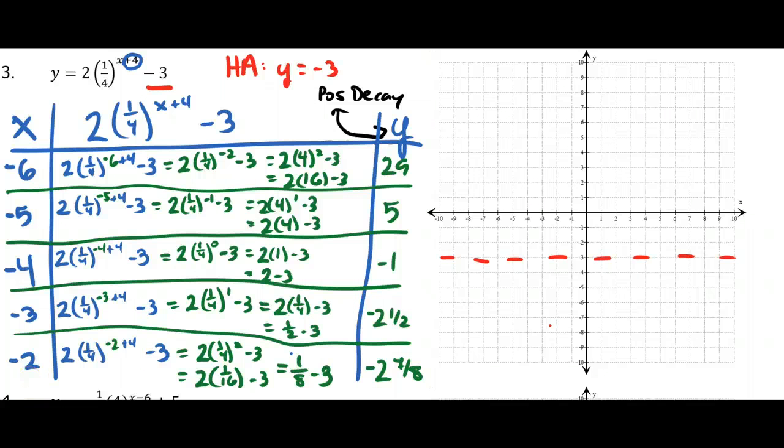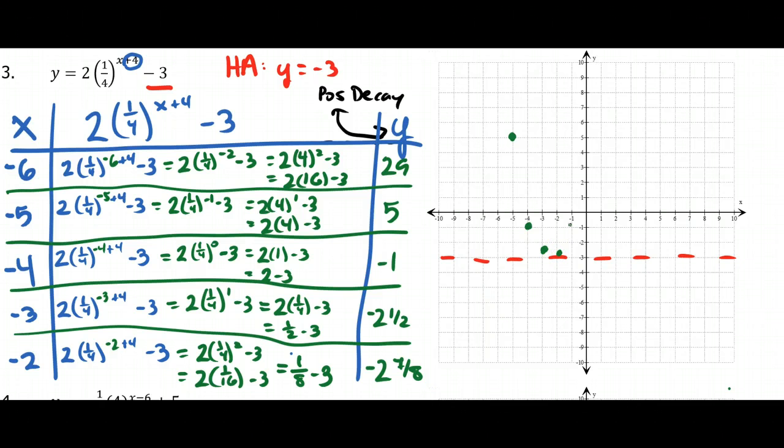Okay, for your remaining 3 y values, you should have gotten negative 1, negative 2 1/2, and negative 2 7/8. So when I go to plot my points, I'm not going to plot negative 6, 29, because 29 goes way off my graph. I am going to plot, though, negative 5, 5, which is right there, negative 4, negative 1, negative 3, negative 2 1/2, and then negative 2 7/8 would be right about there.